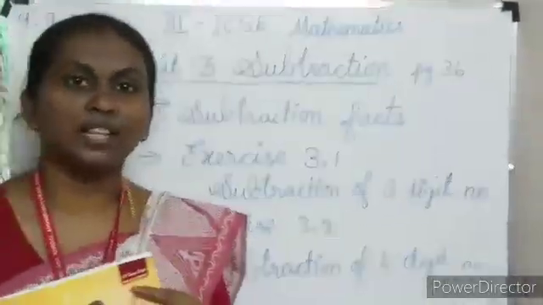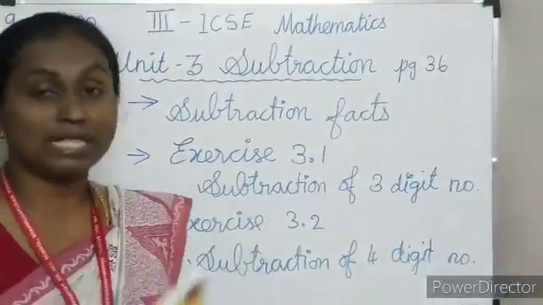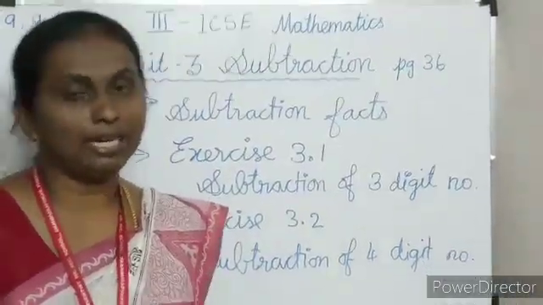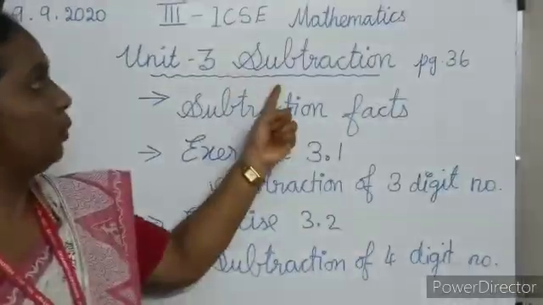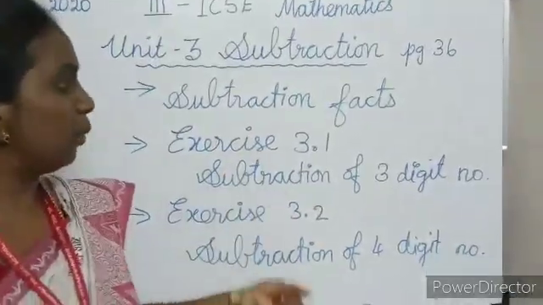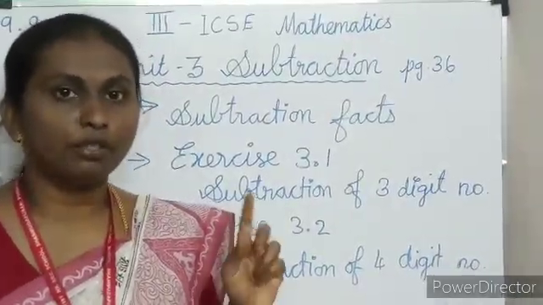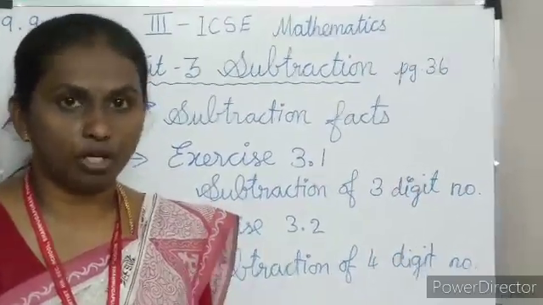Today we are going to start a new unit, unit 3 subtraction, since we completed the second unit, addition, last week. Now unit 3 subtraction is on page number 36 in your book. In that lesson we are going to see about subtraction of numbers, subtraction of a 3-digit number and a 4-digit number.